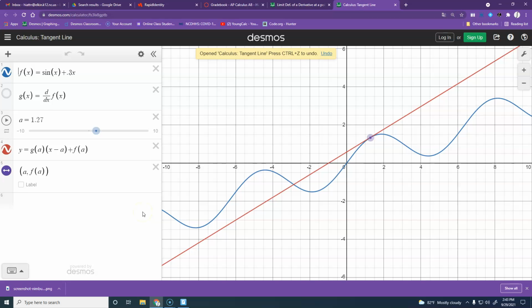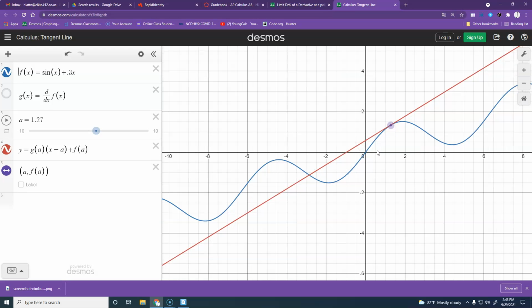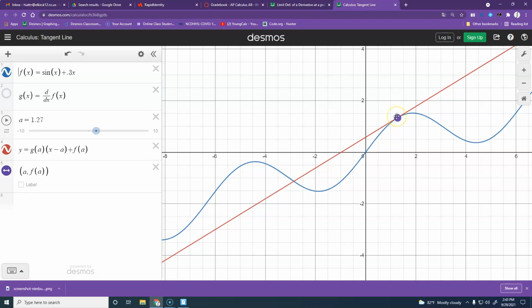Okay. So, for example, here, I've got this. This is a really cool graph, and I love it. Sine of x plus 0.3x. It makes such a cool graph. It's like a wavy stair step of a thing. But it doesn't matter what the graph is.